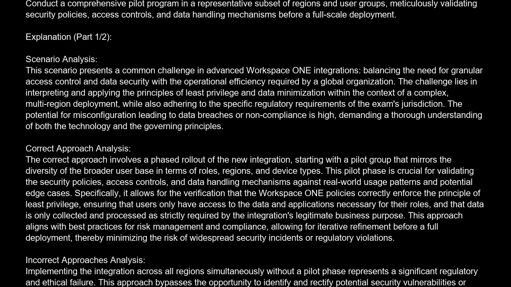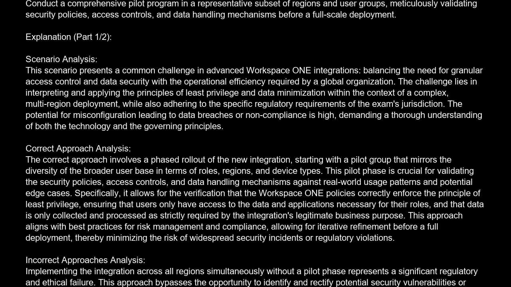The correct answer is A. Conduct a comprehensive pilot program in a representative subset of regions and user groups, meticulously validating security policies, access controls, and data handling mechanisms before a full-scale deployment.